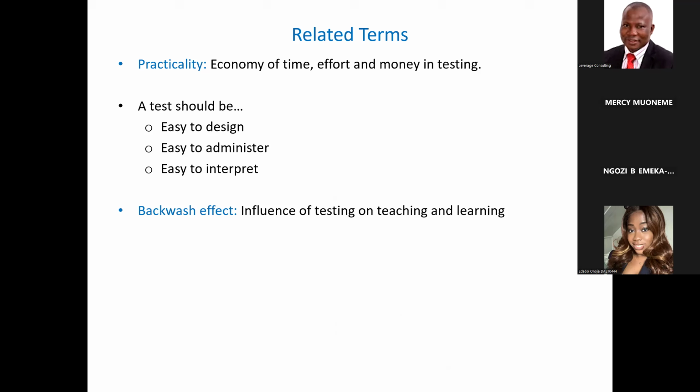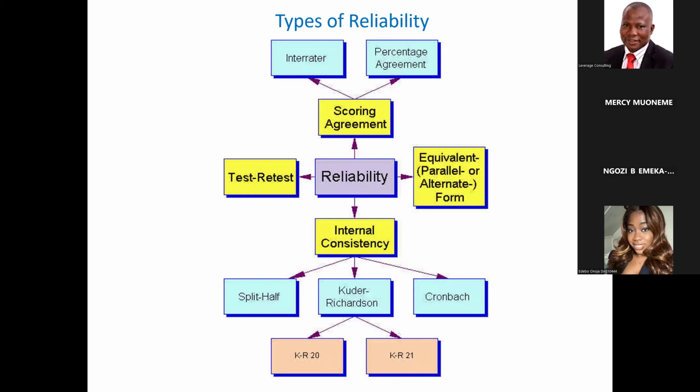It's called the backwash effect: the influence of testing on teaching and learning. So if a test cannot be taught and cannot teach people, cannot improve people's learning, it doesn't have that backwash effect. So let's look at the different aspects of reliability, different types or perspectives. That's what I just showed here.